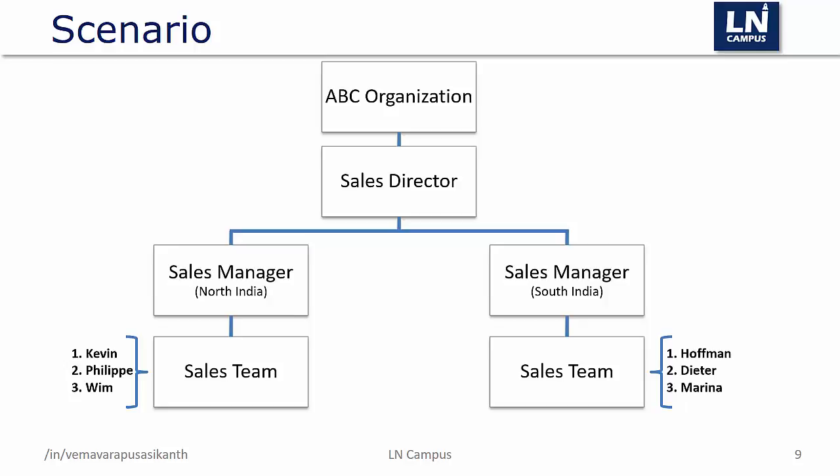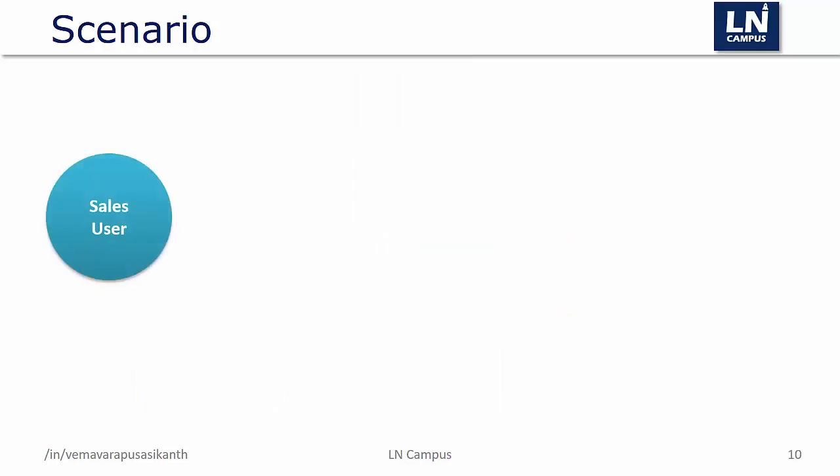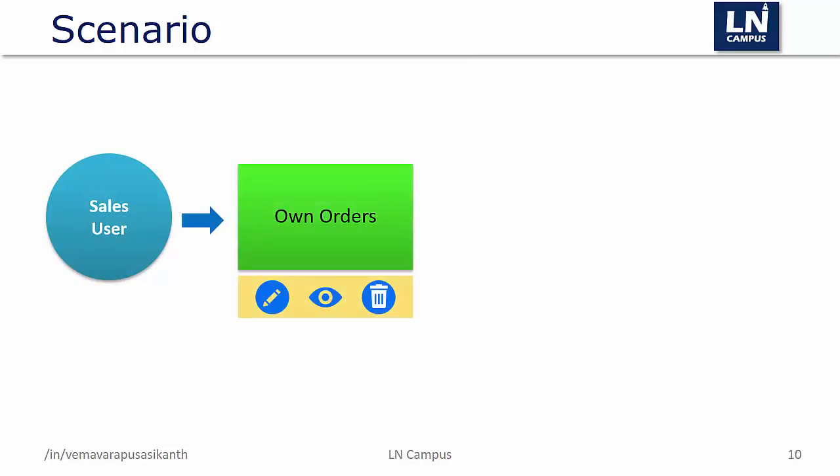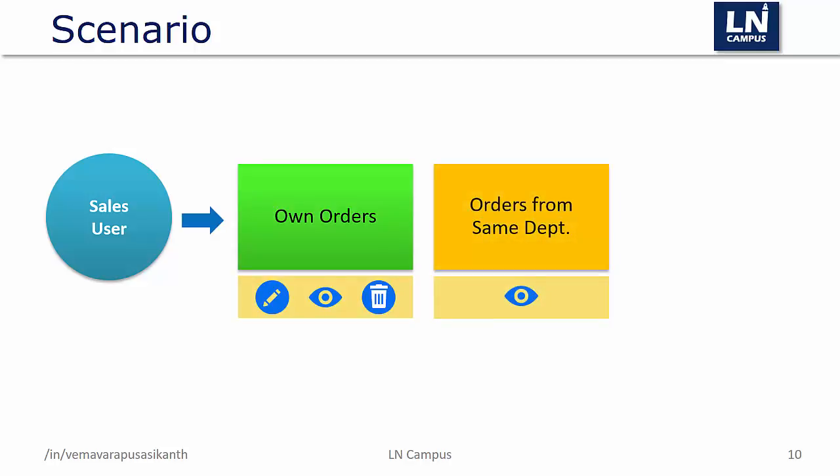Now that we have gone through the organization chart, let's talk about the business requirements of the ABC organization. The organization policy is that every sales representative can modify their own sales orders, and they can view the orders raised by their colleagues from the same department. In this case, Kevin from the North India sales team can modify his own sales orders, and additionally he can view the orders raised by his colleagues.